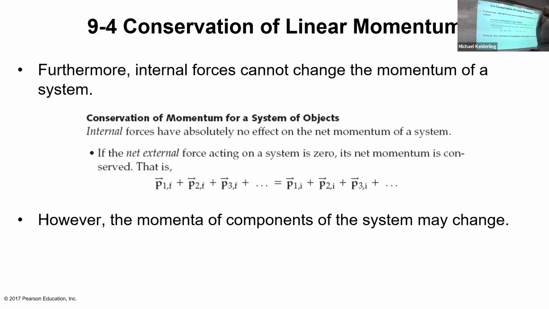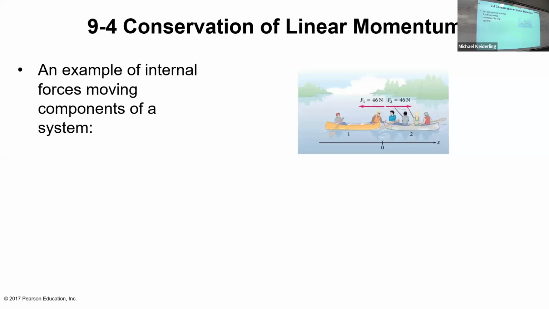And the most common way to talk about this is in collisions, because collisions happen really fast. So because collisions happen really fast, we can ignore the external forces. We're only interested in the internal forces. So here's an example of internal forces moving the components of a system. The system itself starts with zero momentum, and after the two boats push apart with 46 newtons of force, it will still have zero momentum.